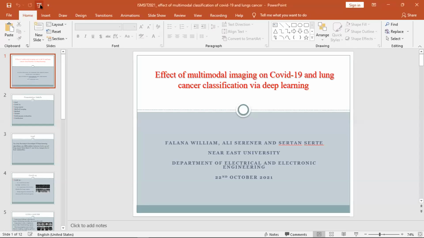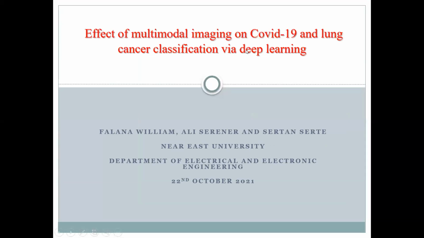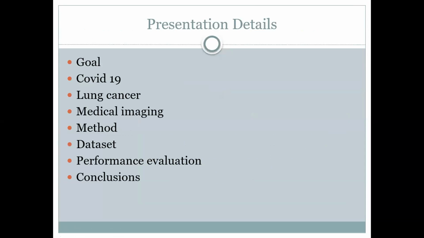Good morning to everyone. Firstly, I want to thank everyone that's present here today for this opportunity. Our topic today is effects of multimodal imaging on COVID-19 and lung cancer. We are going to go through the goals of the paper: COVID-19 an overview, lung cancer an overview, and medical imaging. Then we're going to move to the methods and data sets that we used, and the performance and evaluation that we deduced from our research, and then we're going to conclude this paper.